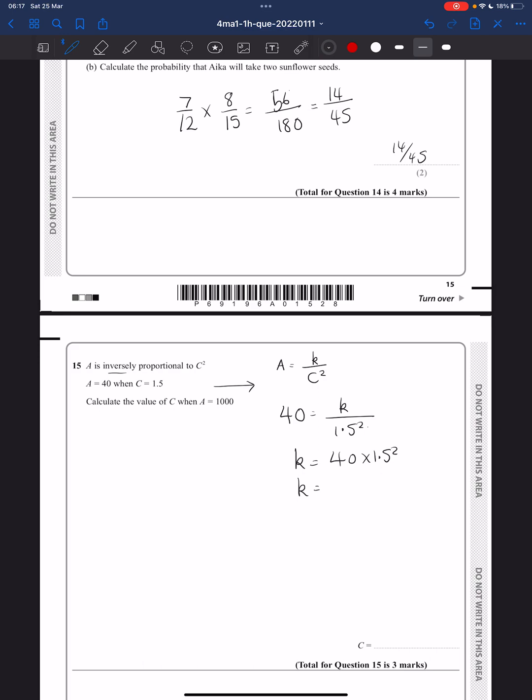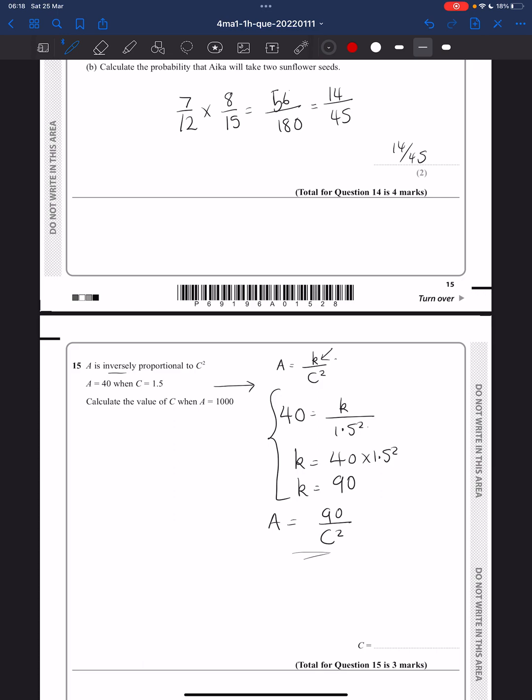Times 1.5 squared. Did that on my calculator. It is 90. Okay, so then we go back. A is 90 over c squared. So this first bit of information there pinpoints the k. Okay, and then you can write A with a k in place.